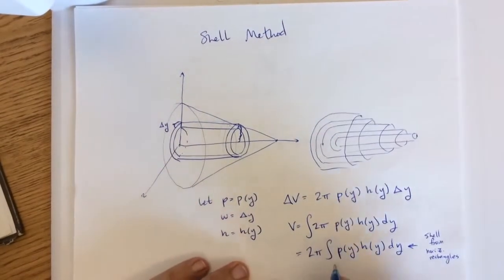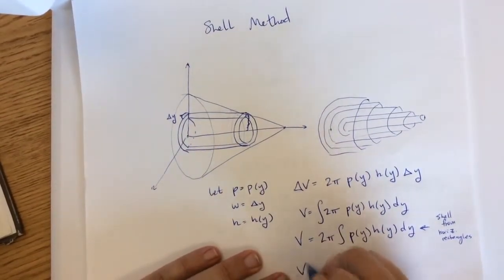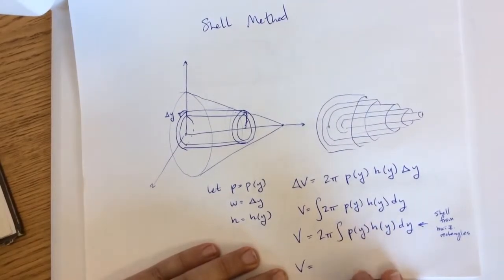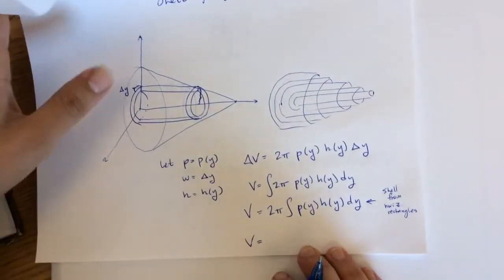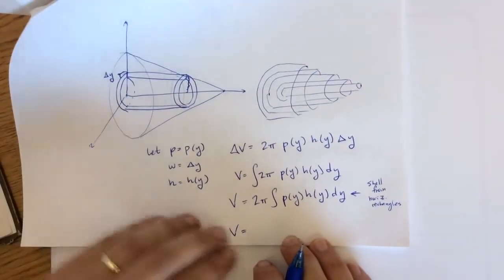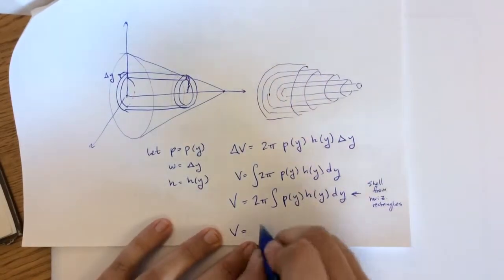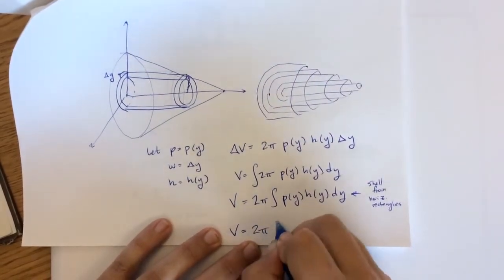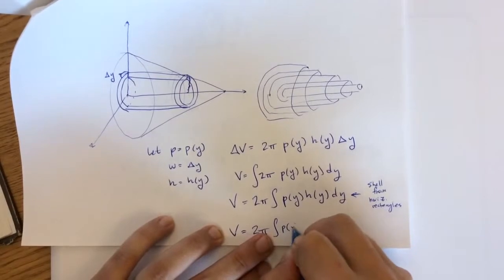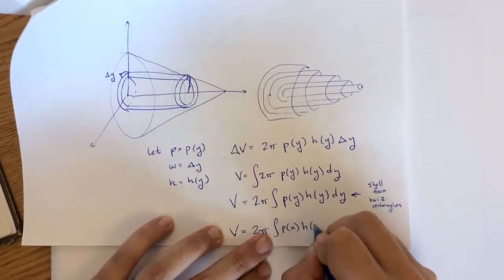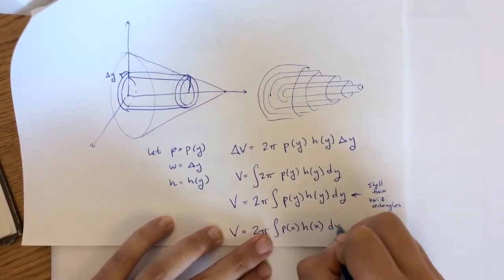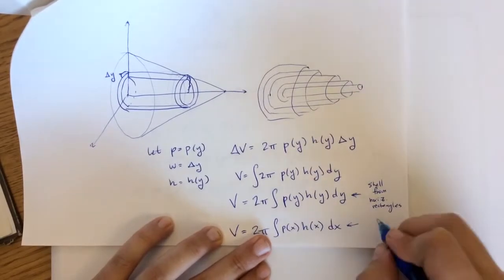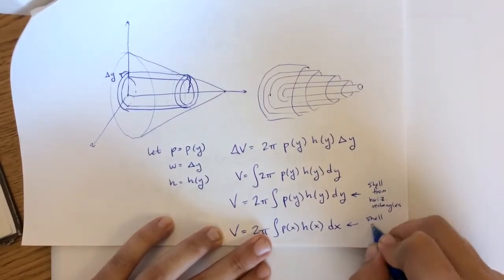If my shell is made from vertical rectangles, then these are going to be functions of x's. My integral is going to be taken with respect to x. This would be a shell from a vertical rectangle.